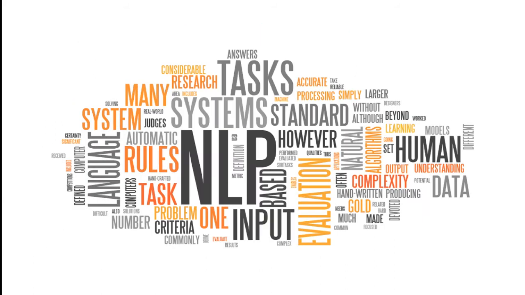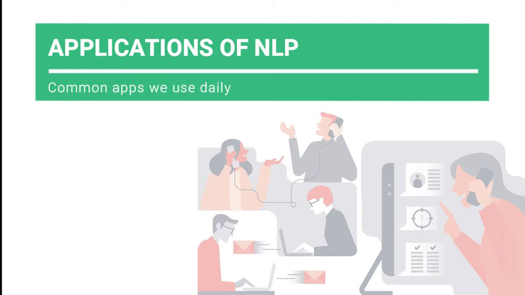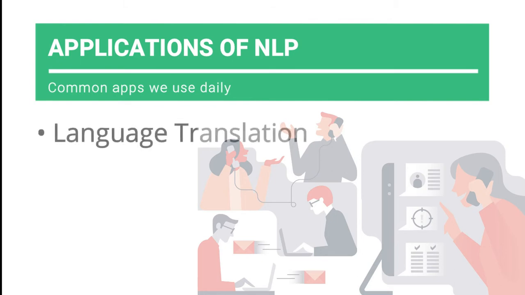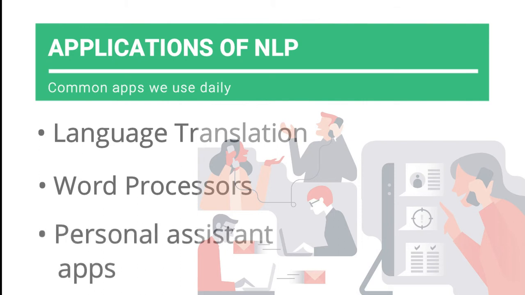By using NLP, we can derive meaningful insights from any text, tweets, comments, conversations, and other forms of written or verbal communication. This technology is already being utilized in common tools that we use, such as the following: language translation applications such as Google Translate, word processors such as Microsoft Word, and Grammarly that employs NLP to check grammatical accuracy of text, and personal assistant applications such as OK Google, Siri, Cortana, and Alexa.